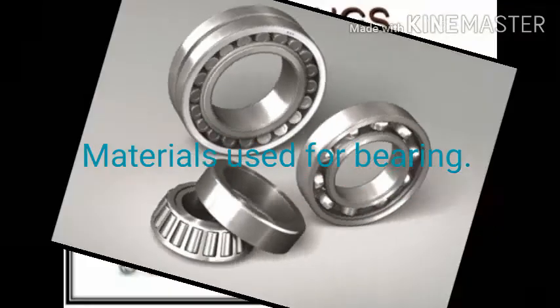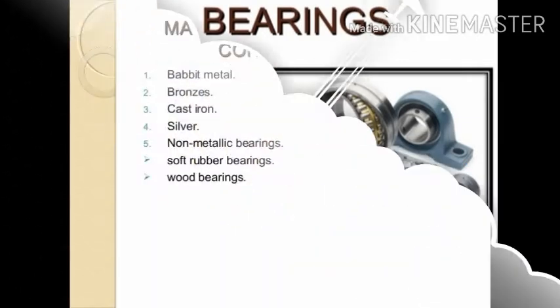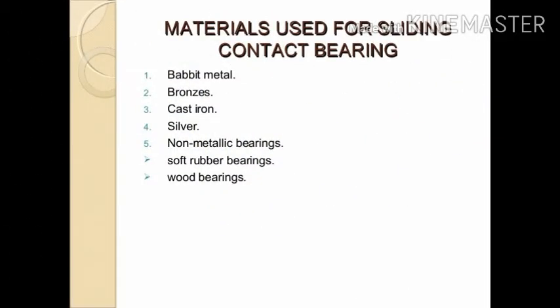Desirable properties of the materials used for making general bearings are high compressive strength, low coefficient of friction, high resistance to corrosion, sufficient fatigue strength, and high thermal conductivity. It should be soft with a low modulus of elasticity. Bearings can be made from babbitt metal, bronze, cast iron, silver, gunmetal, non-metallic bearings, soft rubber bearings and wood bearings.